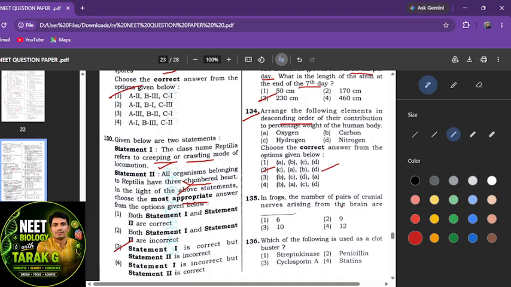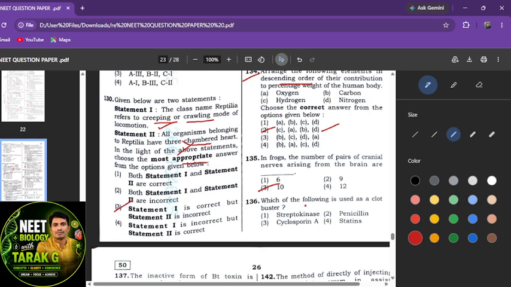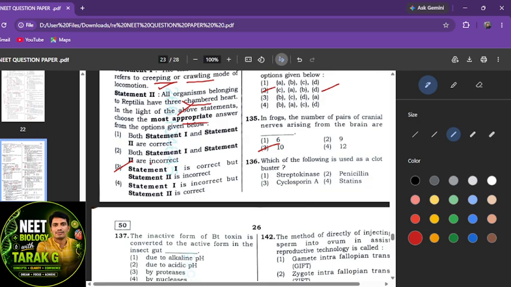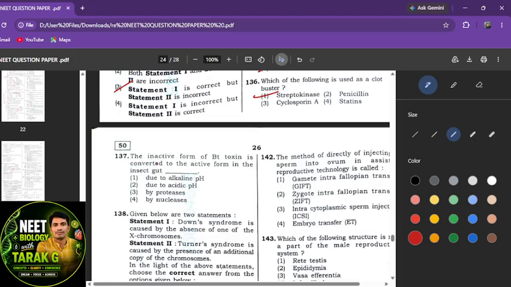135. In frogs, the number of pairs of cranial nerves is very important: 10 pairs of cranial nerves. This is also a question. Which of the following is used as a clot buster? Clot buster is streptokinase. 136 is streptokinase. 137. Which form of the Bt toxin is inactive and is converted into active form in the insect gut? Due to the acidic pH it will happen.